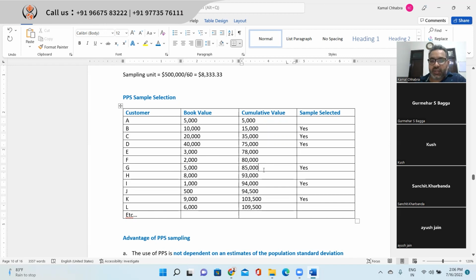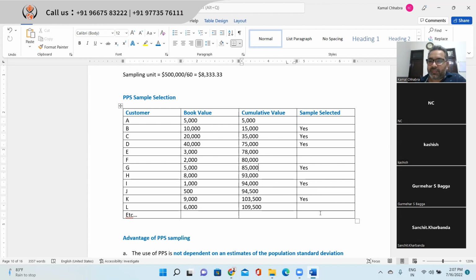85,000 plus 8,333, that means 93,333. So this is 93,000, which is below the number, so you will be ignoring this. And 93,333 is coming under 94,000, so you'll be selecting this sample. Right? And then to 94,000, you'll be adding 8,333. How much is that? 94 plus 8, 102,333. Right? So that will come in 103,500, so this sample will be selected. So that's how the sample selection is being done in PPS.